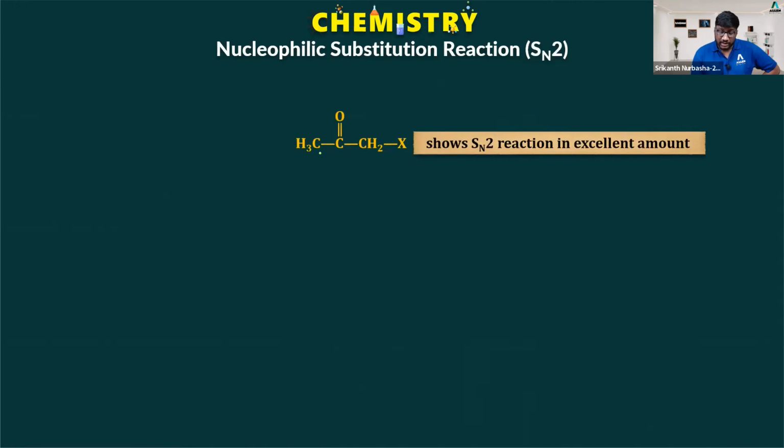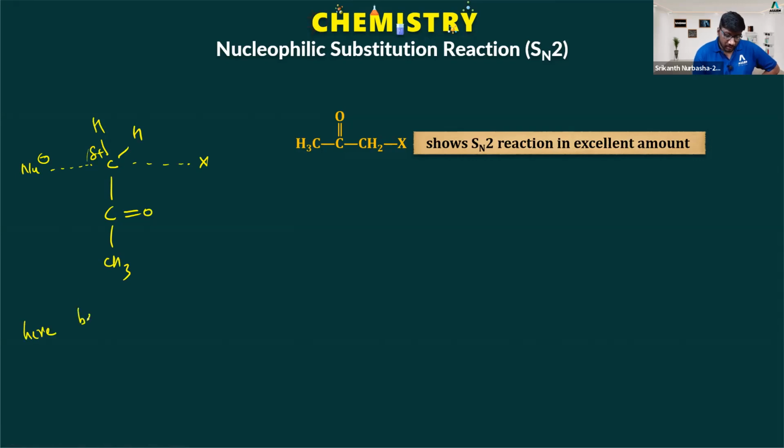And now CH3-C=O-CH2X shows SN2 in an excellent amount when compared to benzyl and allyl. Why? Because the nucleophile is going to attack this carbon, which is connected to 2 hydrogens and to the halogen that is about to cleave, and this carbon is connected to C=O, which is connected to CH3.